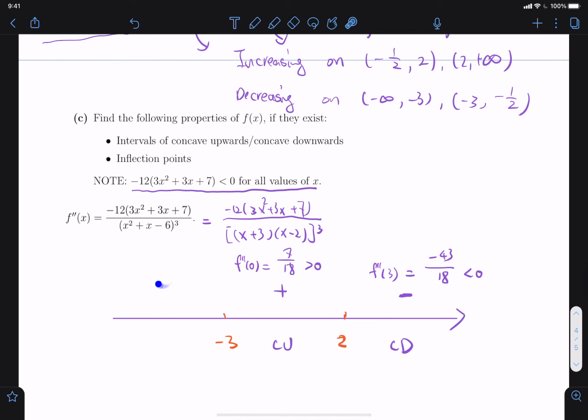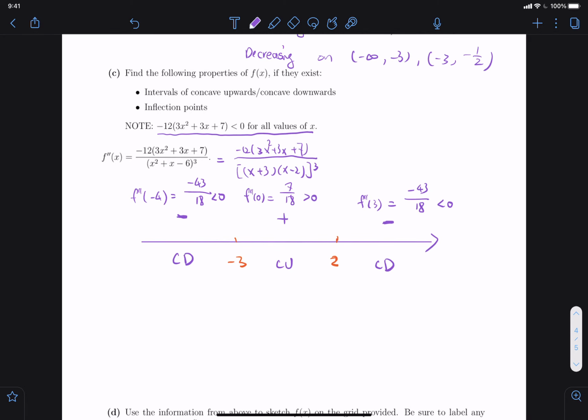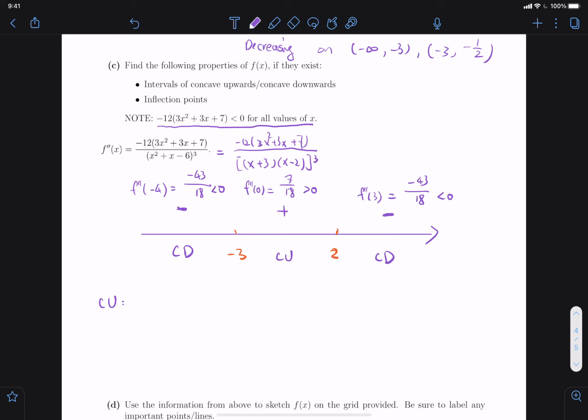And finally, we test here. That is when both brackets are less than 0, so we should have both brackets being negative, so a positive in the denominator and then negative in the numerator, so that is going to give us a negative sign here. For example, you can plug in f double prime of negative 4, that's going to give you negative 43 divided by 18, less than 0. So it's going to be concave down here, right? So now we have our concave up interval, that is from negative 3 to 2, and our concave down intervals are going to be from negative infinity to negative 3 and 2 to positive infinity.